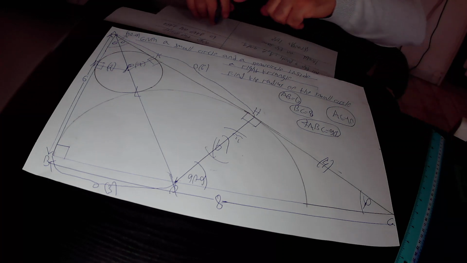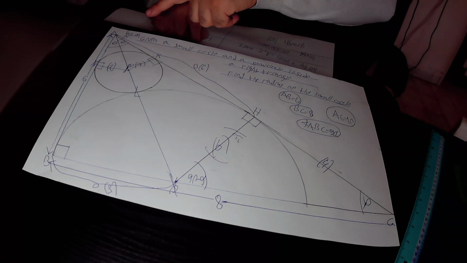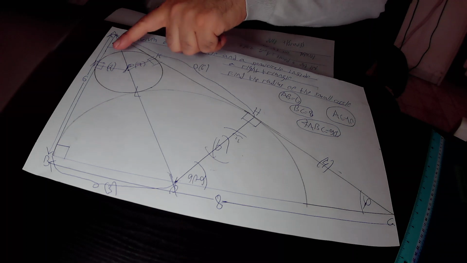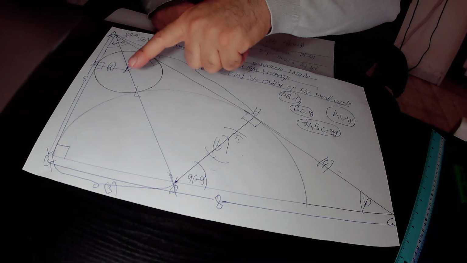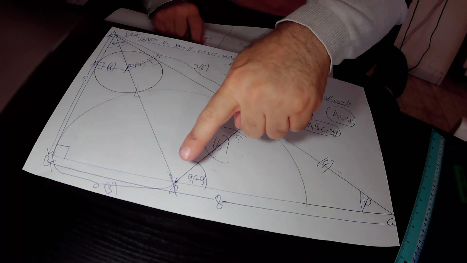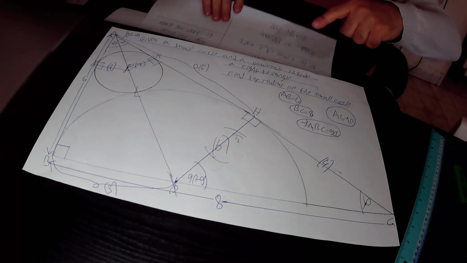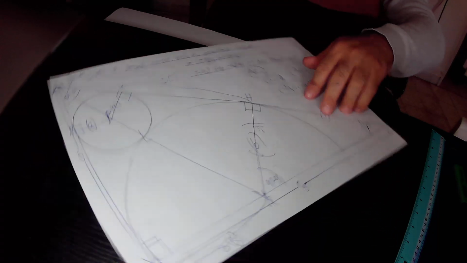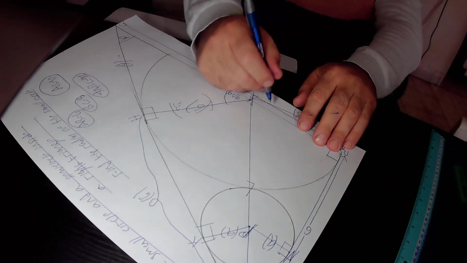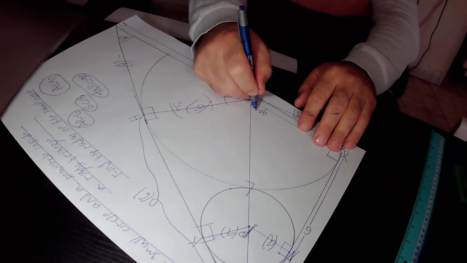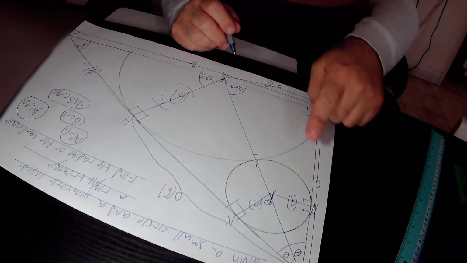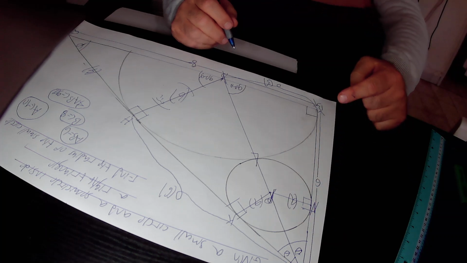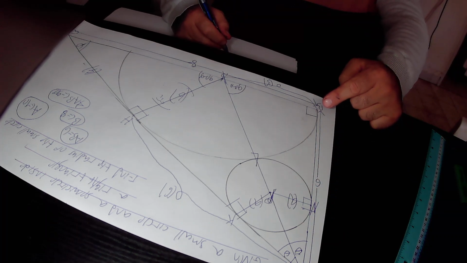Okay, angle theta belongs to the small right triangle APN, and angle theta also belongs to the big right triangle, triangle ABQ. So in the big right triangle ABQ, this angle equals theta, and this angle equals 90 degrees. Therefore, this third missing angle must equal 90 degrees minus theta. Why? Because 90 degrees minus theta plus theta is 90 degrees, and 90 degrees plus 90 degrees equals 180 degrees. That is the sum of the angles in any triangle.